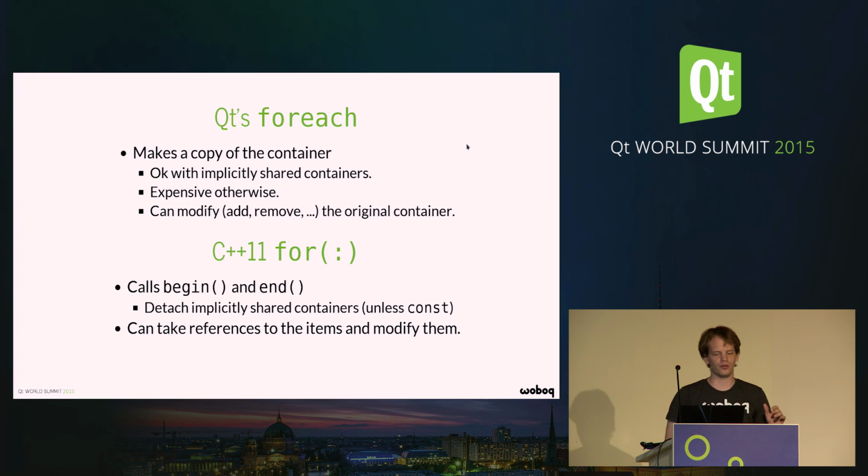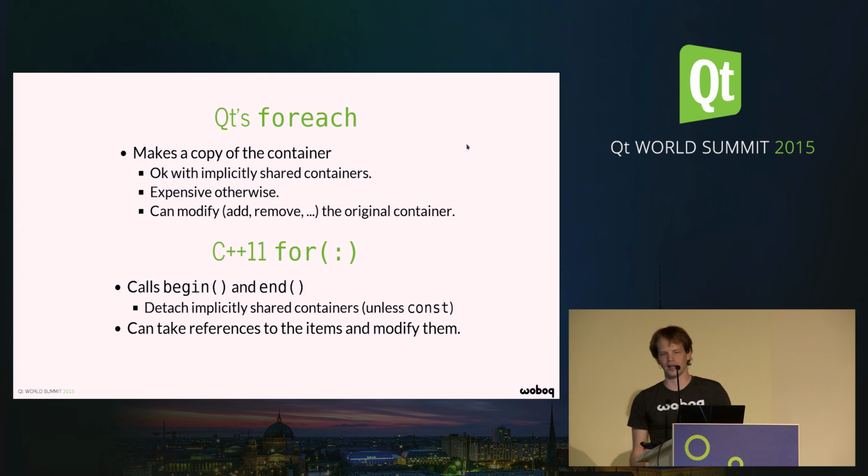That means that in foreach, you can add or remove elements in the original container. This won't affect your iterations because you're working on a copy. With C++11 range-for, however, it calls begin and end, which might detach your container if it was implicitly shared. So you want to avoid that, that's bad. But it doesn't make a copy, so it takes a reference to the element. If in range-for you take a reference, you can modify this reference, and this will modify your original container, so you can modify the elements in place while you are iterating the loop.